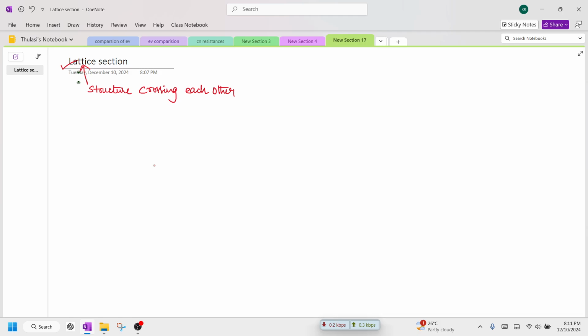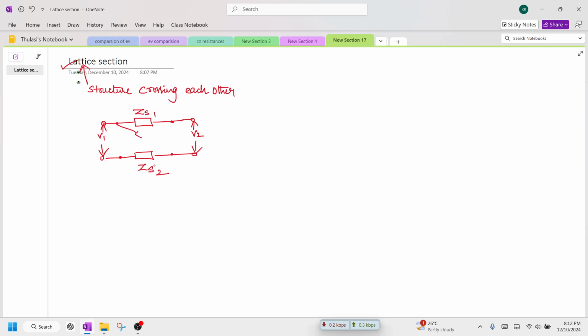Crossing each other. So what does this lattice mean? Let's try to see here. Here we have a series impedance ZS1. This is ZS2. This is applied voltage V1, and this is one more applied voltage V2, and we have a cross arm here. So these are the cross arms.